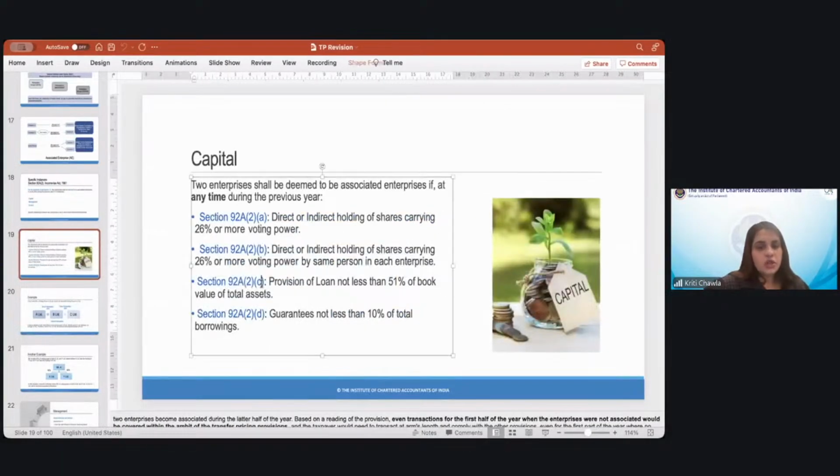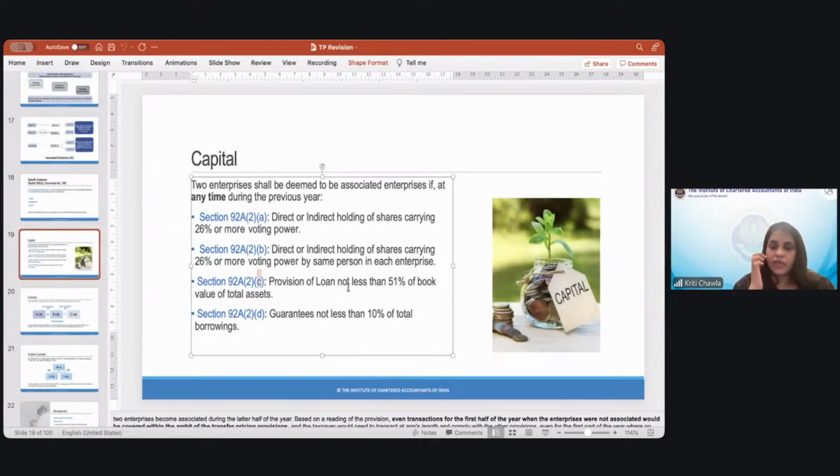Then they talk about the third one, which is provision of loan not less than 51% of book value of total assets. Now, this is where they say that if one enterprise provides a loan of 51% or more of the book value of total assets, then they will be associated to each other. Meaning to say that if there is company A and company A gives a loan to company B, and this loan is 51% or more than 51% of the book value of total assets, then they will be associated to each other.